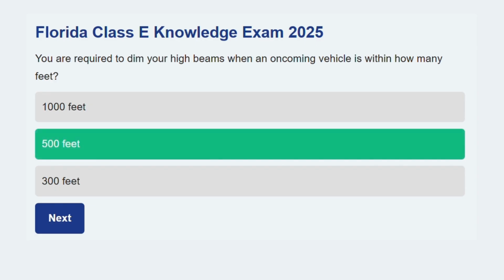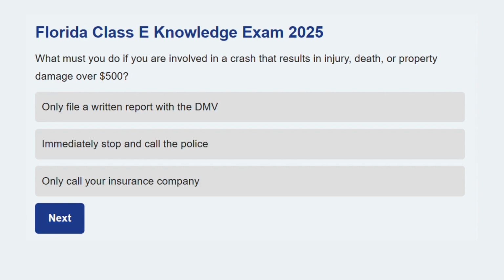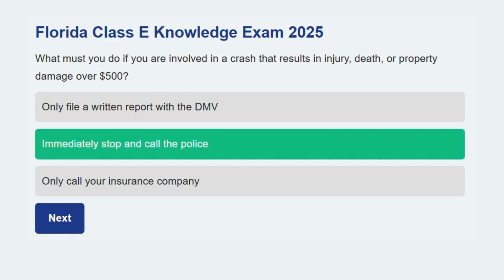Moving along now. What must you do if you are involved in a crash that results in injury, death, or property damage over $500? Immediately stop and call the police. This is a mandatory legal requirement for serious accidents.